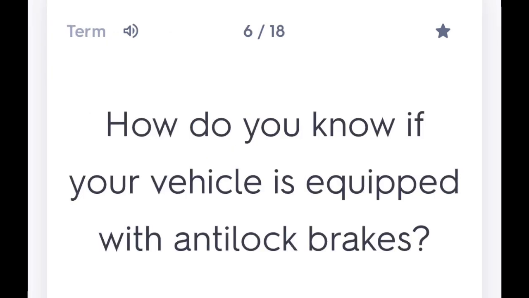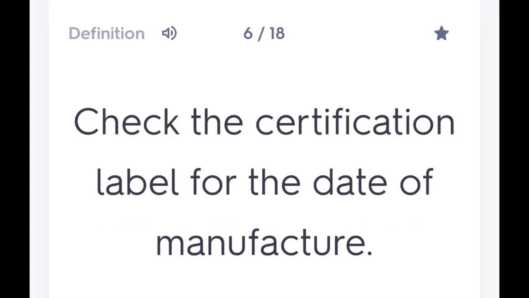Question 6 of subsection 5.1. How do you know if your vehicle is equipped with anti-lock brakes? Check the certification label for the date of the manufacture.